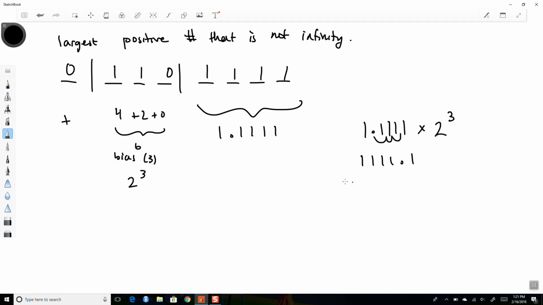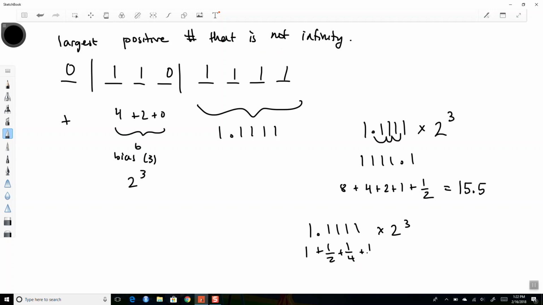Okay, all right, well, what is this? This is going to be 8 plus 4 plus 2 plus 1 plus 1/2. And what is that? This is equal to 15.5. Or conversely, I could go 1.1111 times 2 to the 3, and this would be 1 plus 1/2 plus 1/4 plus 1/8 plus 1/16 times 8, and I promise you will also get 15.5 if you did that calculation.